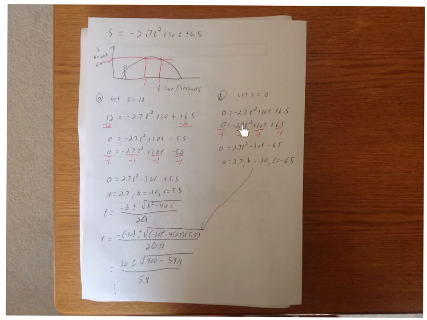Again, I like a positive A, so I divide everything by -1. So A is 2.7, B is -30, C is -6.5. You want to repeat this process, but if you look here, the only thing that changed was C. So instead of using 5.5, you use -6.5, and you crunch it out.